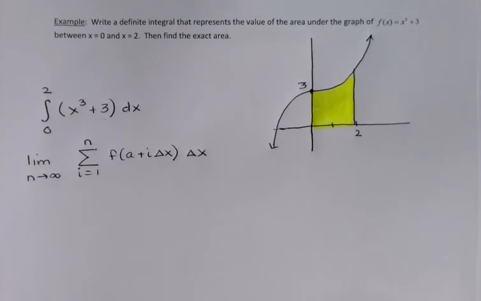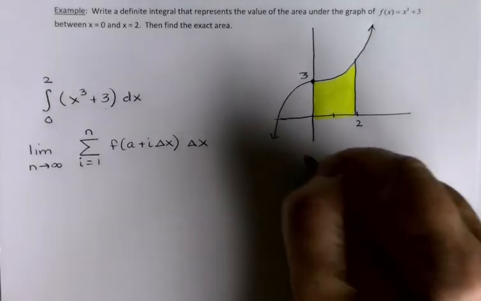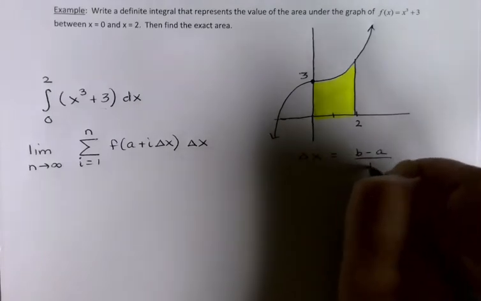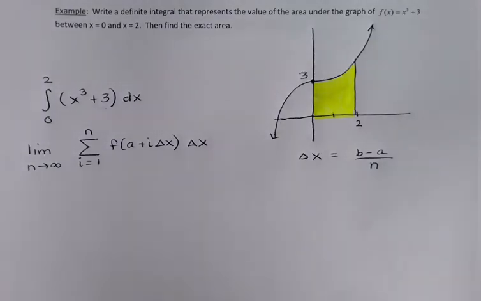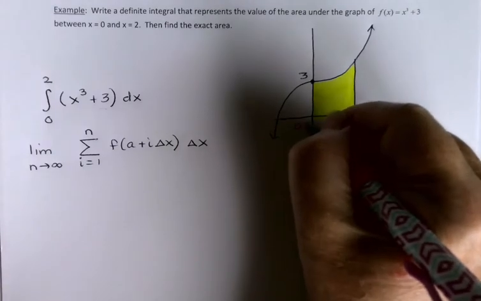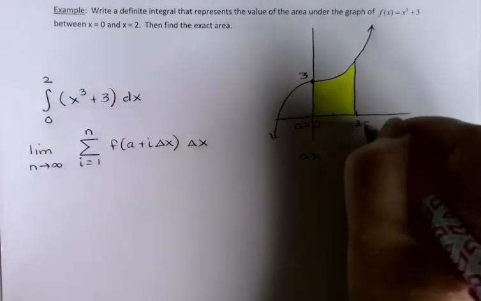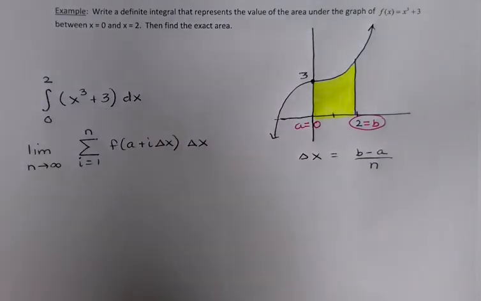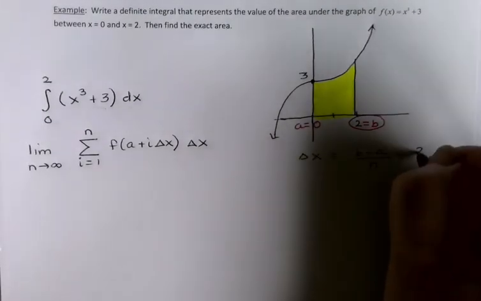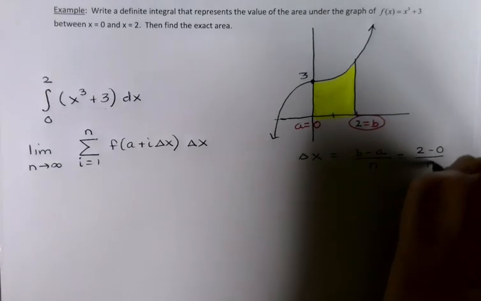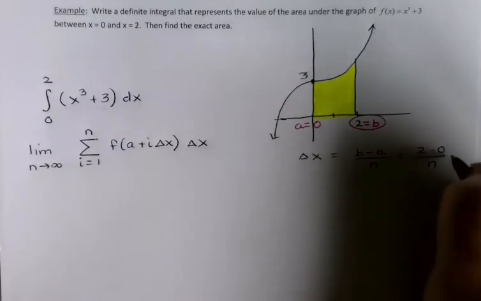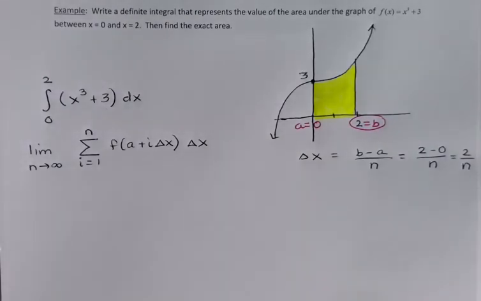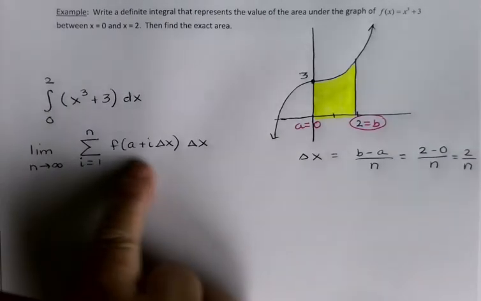All right, in this problem, delta x, which is always b minus a over n, looks like my a value here would be 0, and the b value would be the 2. So we'd have 2 minus 0 over n, or just 2 over n for our delta x. And let's plug everything in over here.